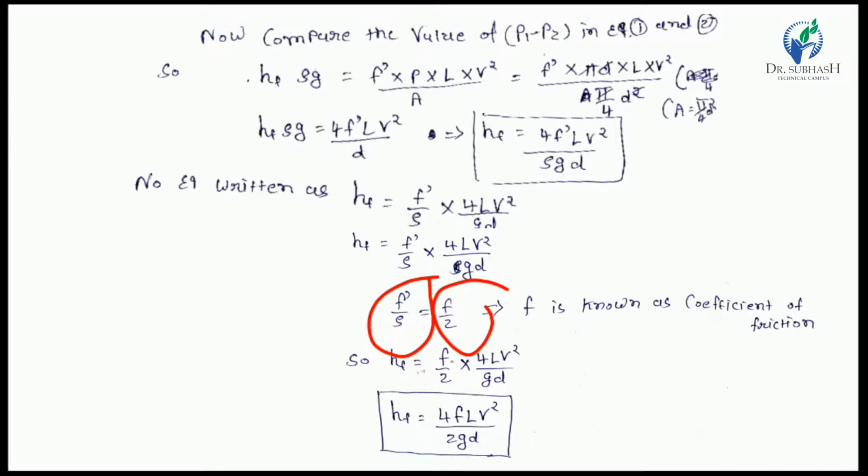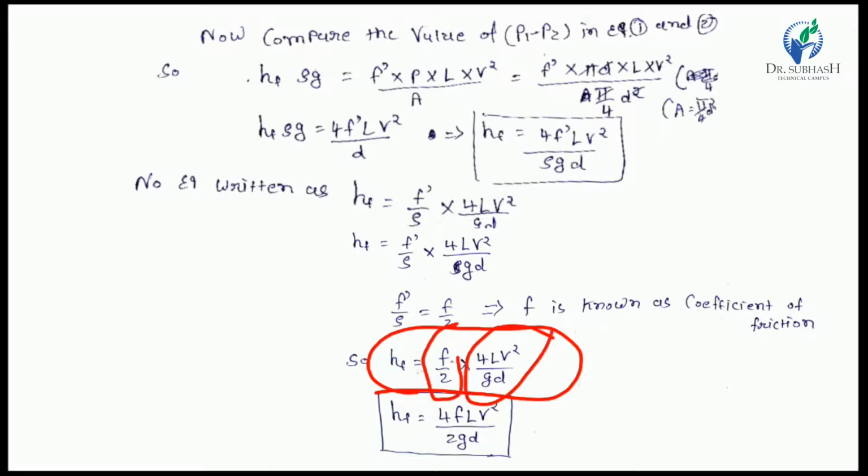So the value of F dash upon rho is put as f upon 2 in this equation. So the equation is HF is equal to f upon 2 into 4 L V square upon g d. So the final equation we get is HF is equal to 4 f L V square upon 2 g d. This is the final Darcy-Weisbach equation to find the loss of head due to friction.